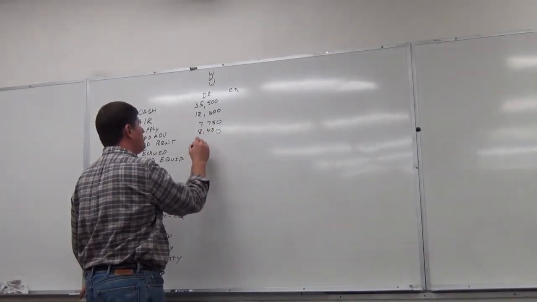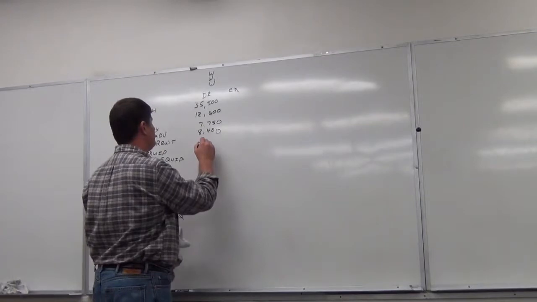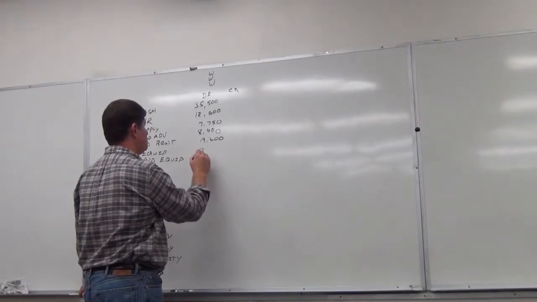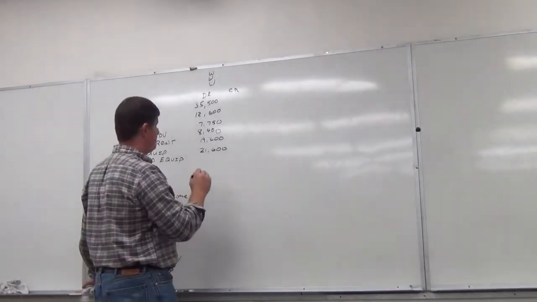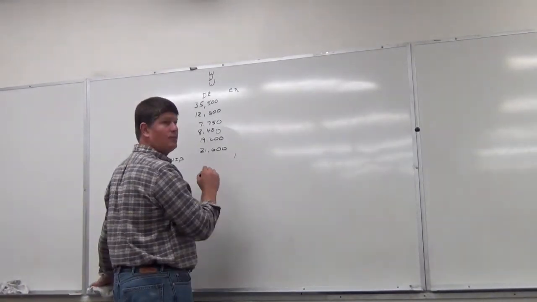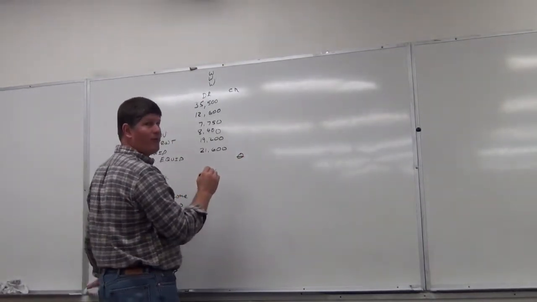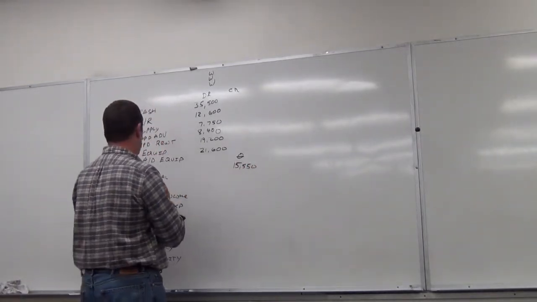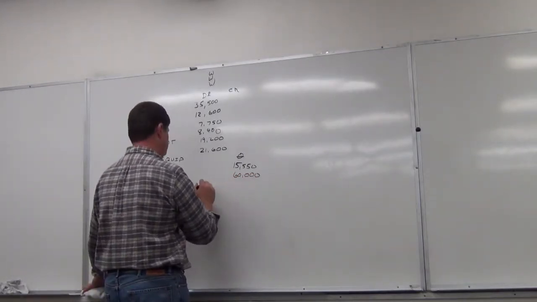Prepaid rent? 19,200. Equipment? 21,600. Accumulated depreciation? Zero. Okay, zero. Accounts payable? That's credit 15,550. Okay. Capital? 60,000. Draw? 7,000 debit.